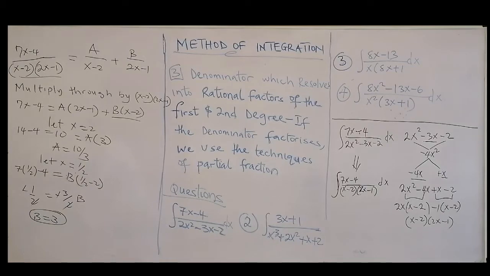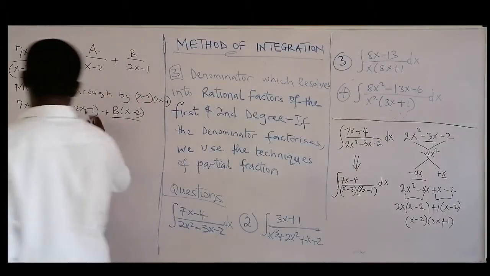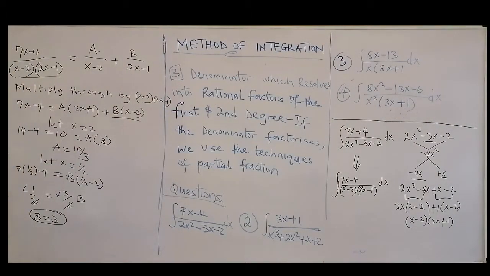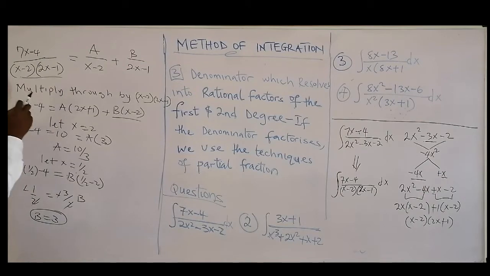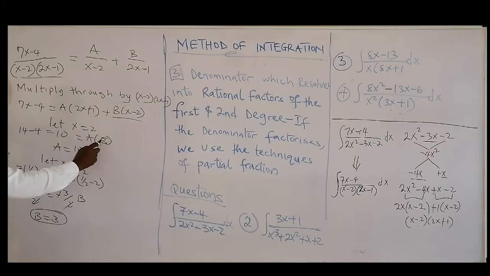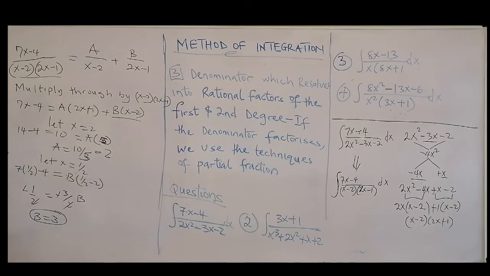Then you begin to substitute. This operation here is plus, so this will be plus. We are going to have 2x plus 1, not 2x minus 1, please. So this will be 2x plus 1. So when x is equal to 2, this will be 5, so A will be 2. So then we now have the integral of what?